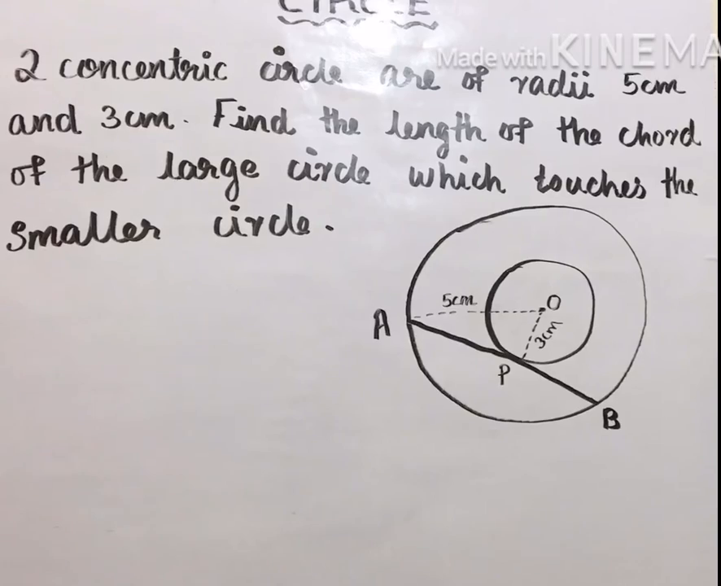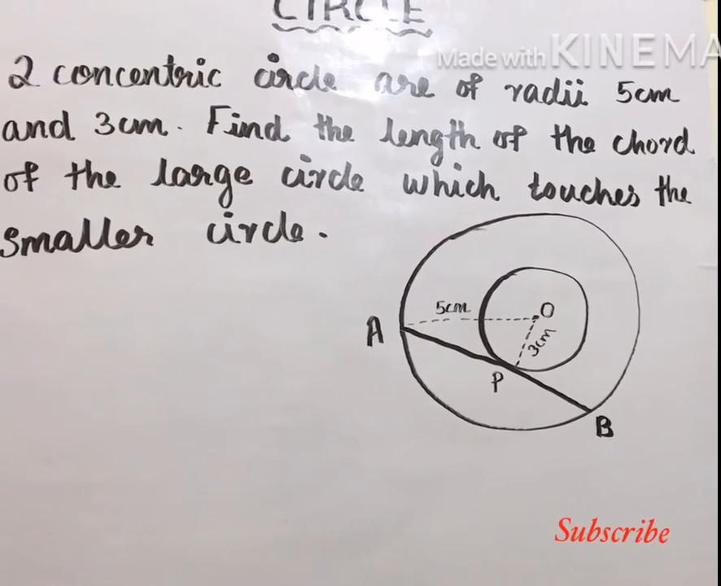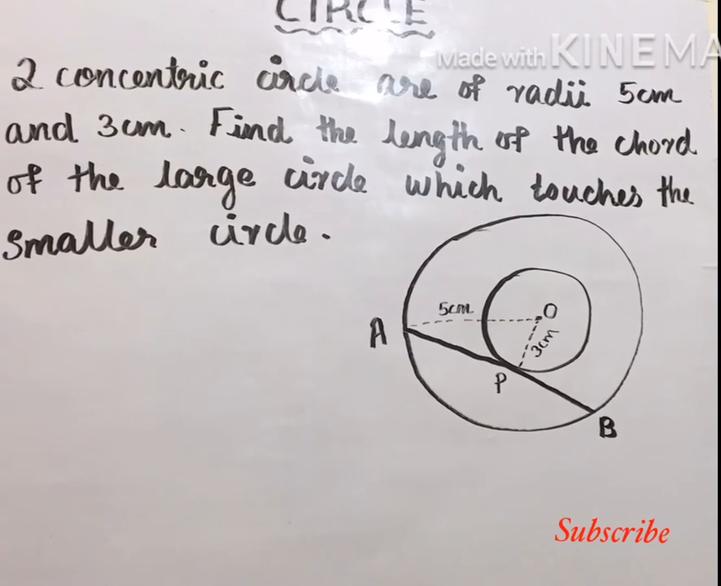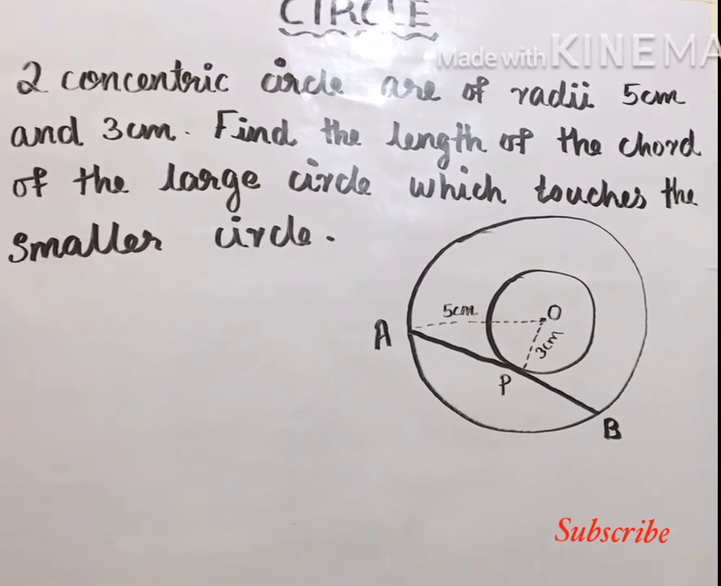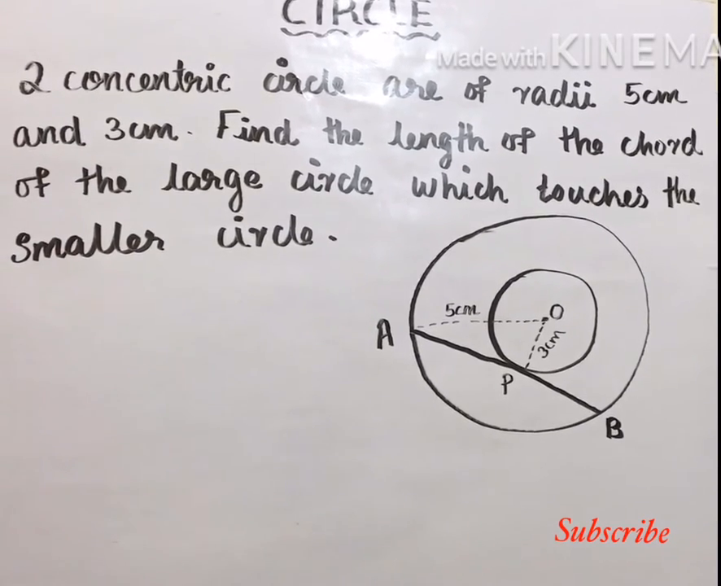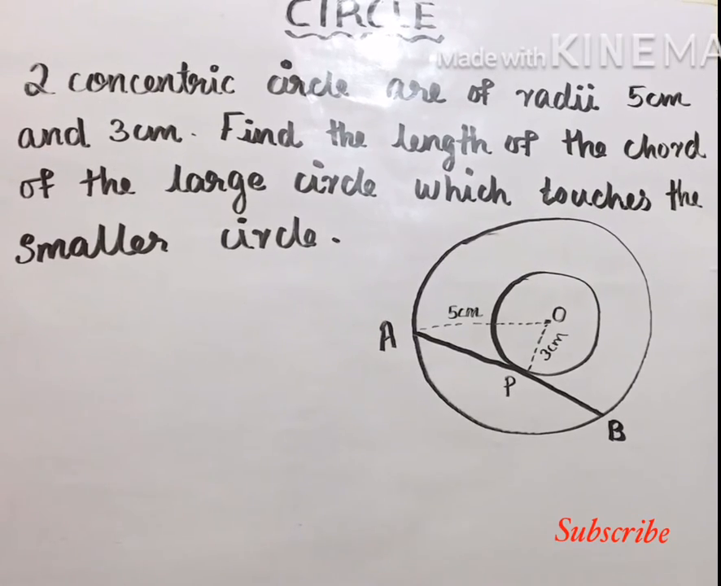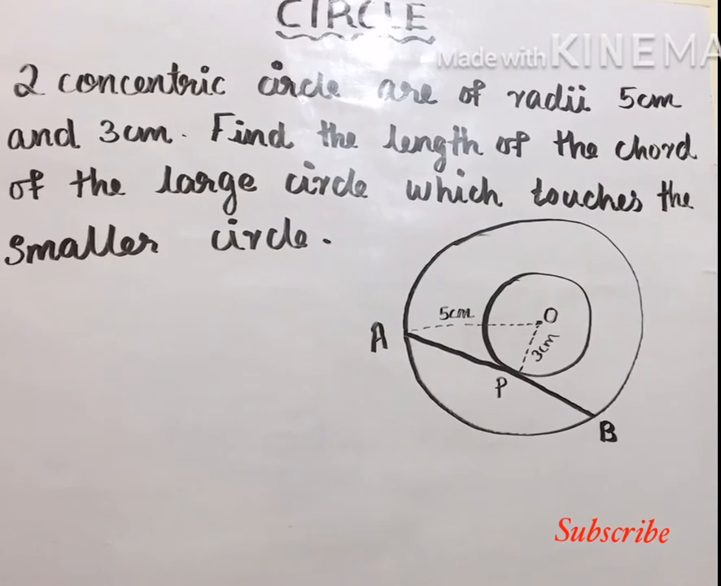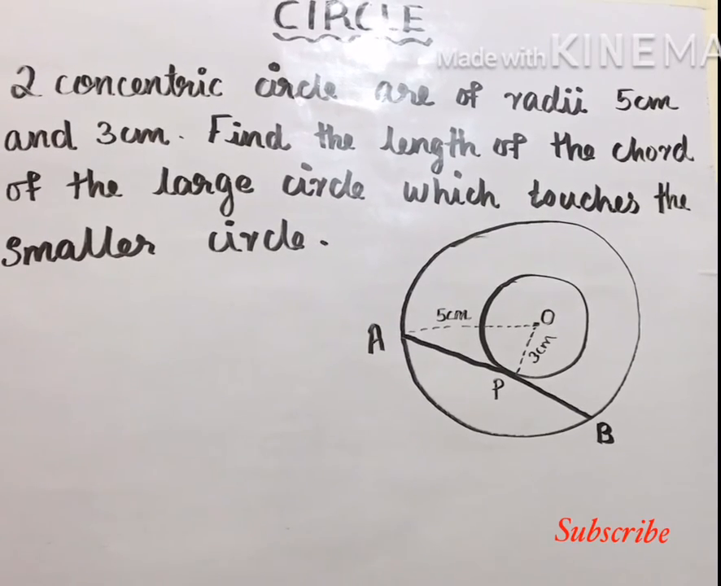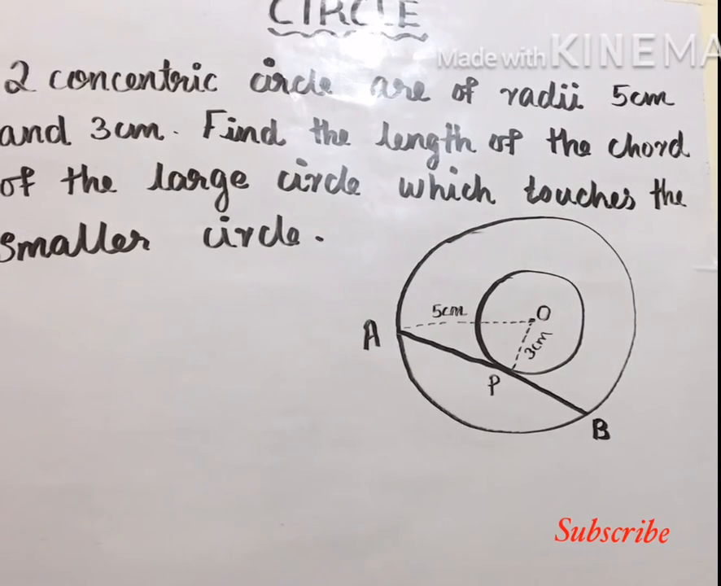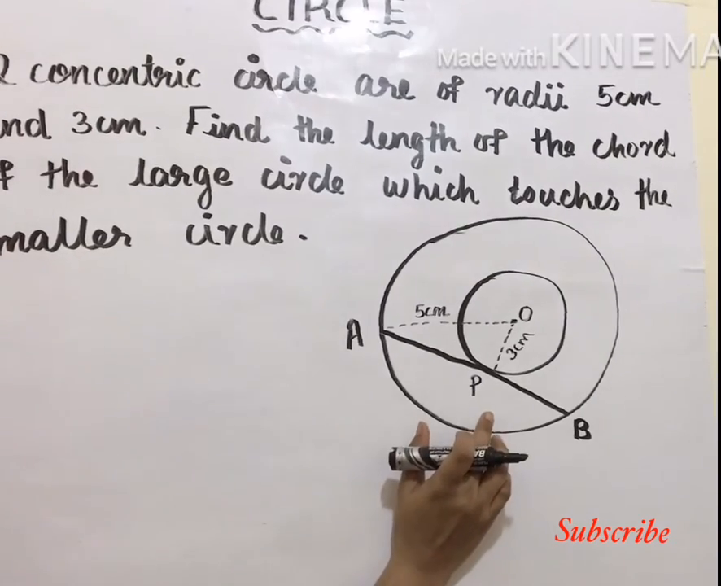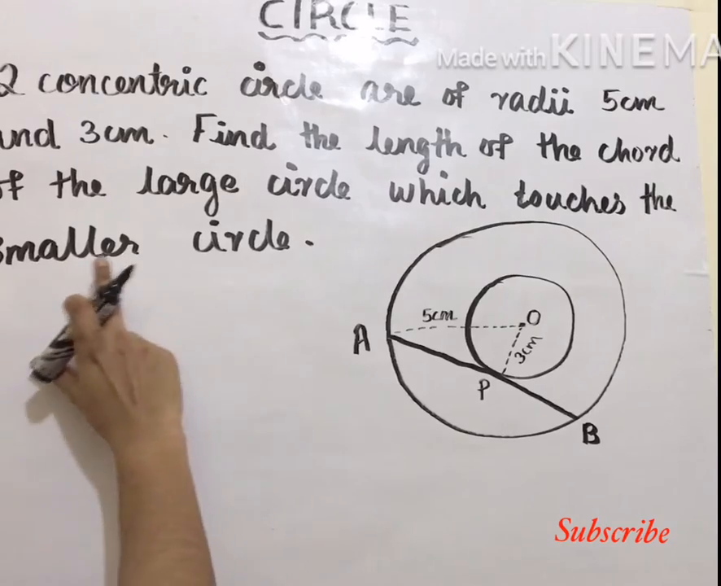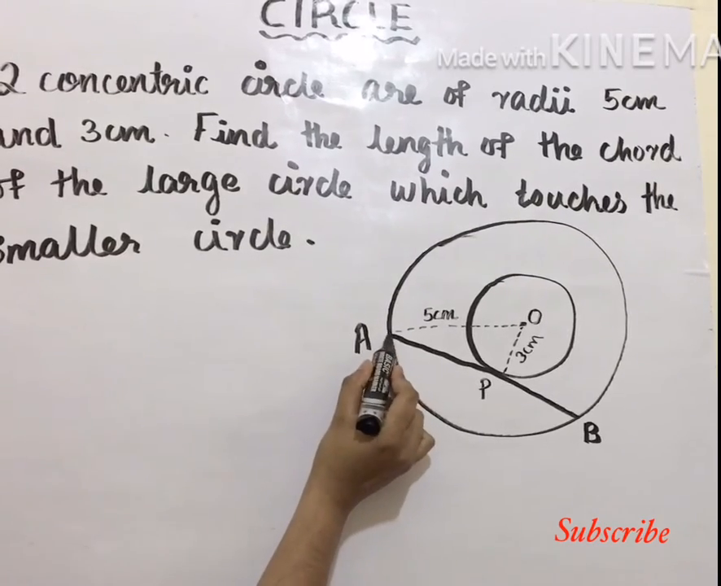After getting the question, you have to draw a rough figure like this. Here there are two concentric circles with radii 5 cm and 3 cm. We can see that these are different circles and one radius is larger than the other. So the figure is like this, and we have to find the chord of the largest circle. There is one chord I have drawn.